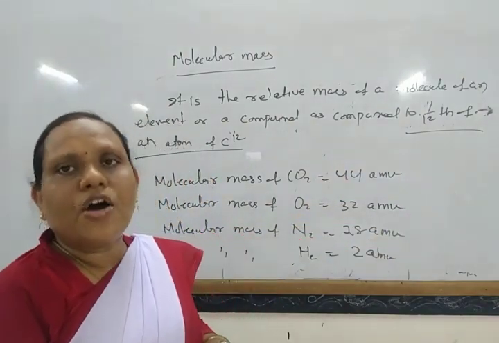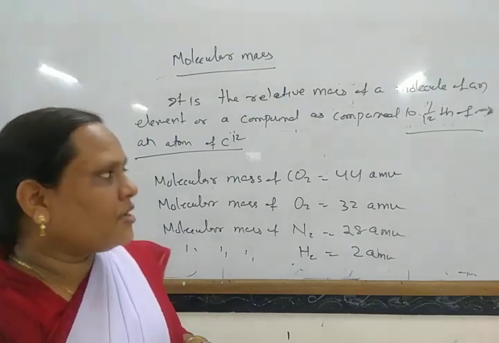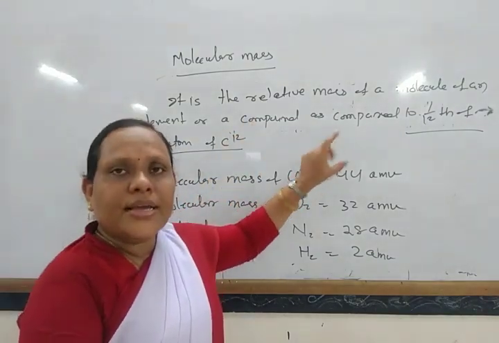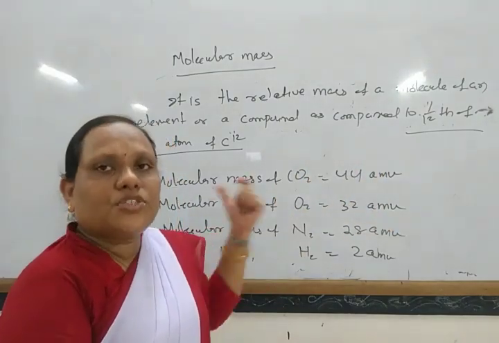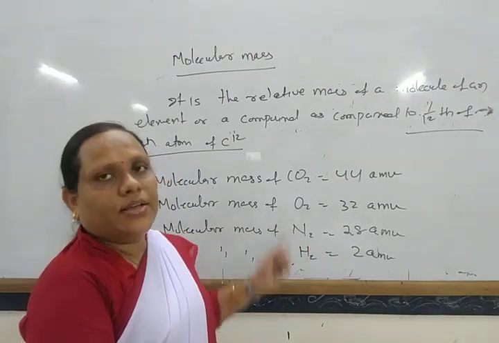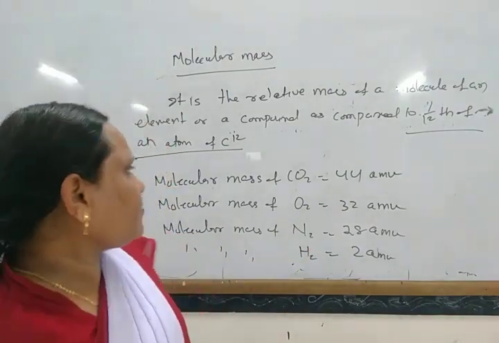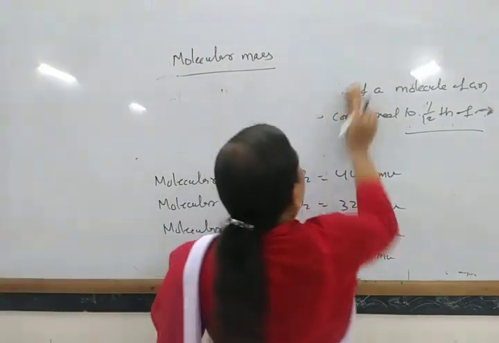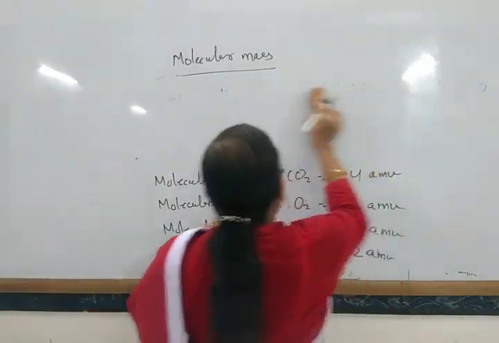Atomic masses of all atoms of the elements. The molecular mass of any molecule can be determined by the sum of atomic masses of all elements present in the molecule of a compound. For example, the molecular mass of methane.